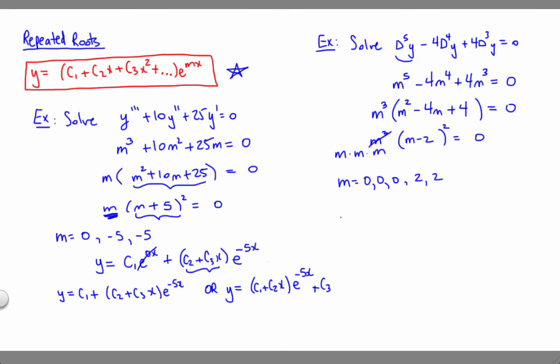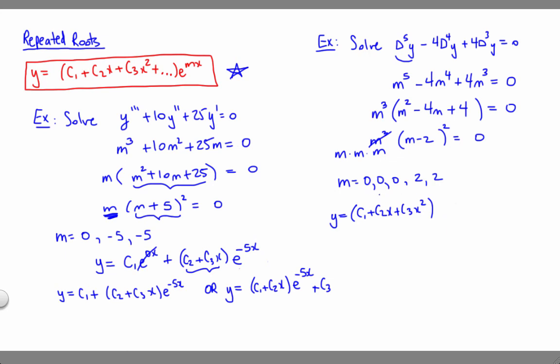So let's see if we can write down our general solution. Okay, let's start with the root 0. So we'd have c1 plus c2x plus c3x squared times e to the 0x. And now that we've written that down, we can say, well, we don't really need to write down that exponential because it's just going to be 1. So I'm going to erase it.